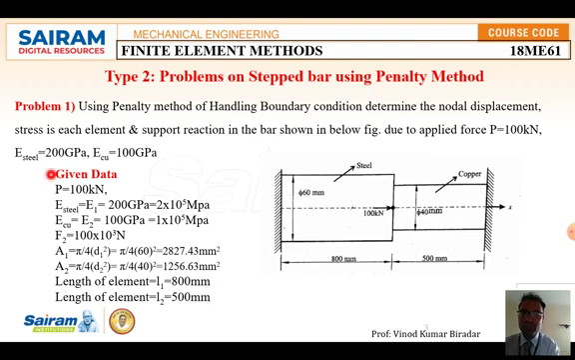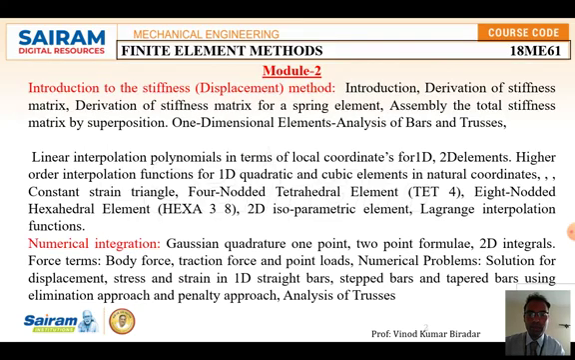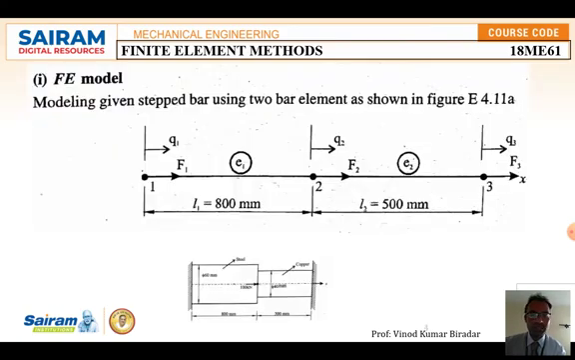After calculating all these things: here the area is not given, instead of area they have given the diameter. You have to take the diameter and calculate the area. So what is the area formula? Pi d square by 4, that is pi by 4 d square. This is the formula for both the bars. Once you know the area for both the elements, then apply the procedure. Same procedure will be there.